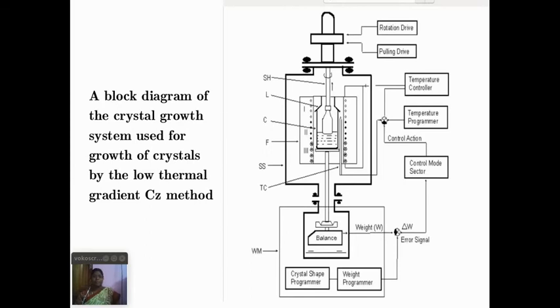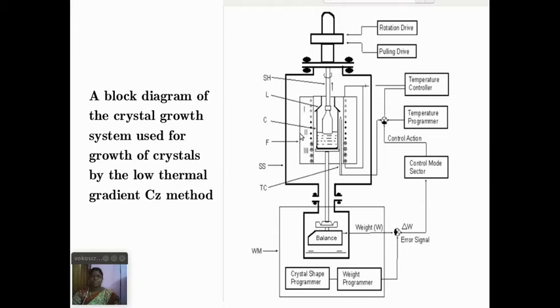These two figures I have taken from the book Crystal Growth Technology by K. Byrappa and Ohachi. This figure illustrates a block diagram of the crystal growth system that is used for the growth of crystal by the low thermal gradient Czochralski method. This apparatus consists of a crystal growth chamber. This chamber consists of a furnace and a crucible which has a lid L, and SH is the rotation and pulling unit.